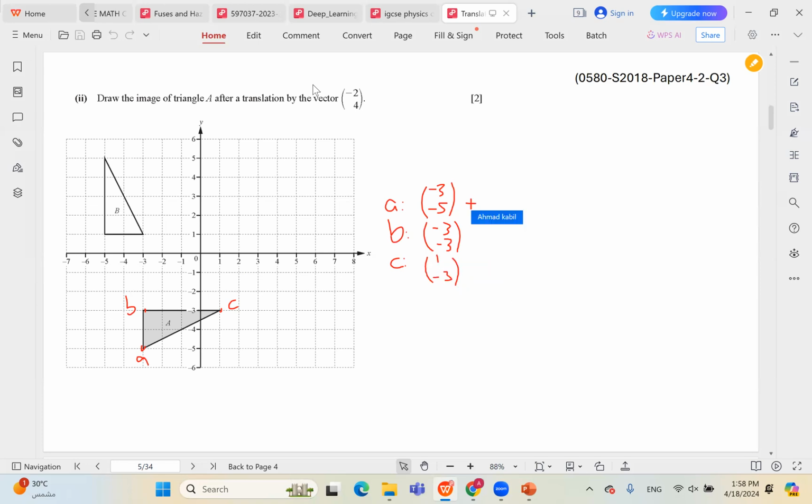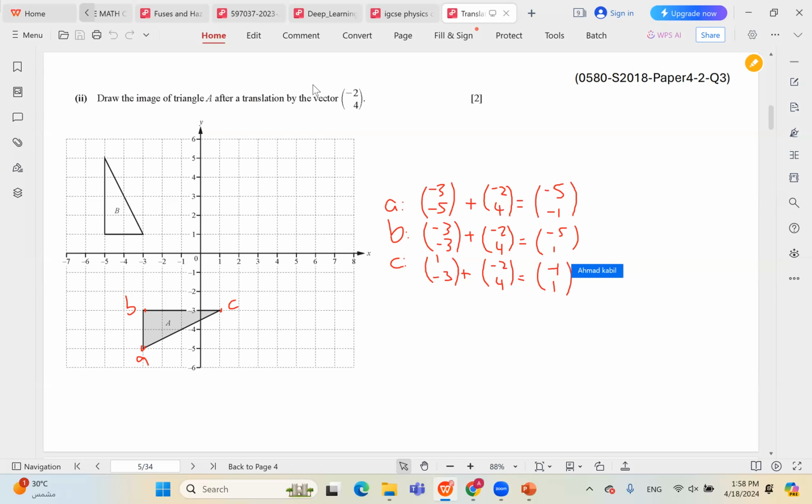I'm going to add to each of them the translation vector that they gave us, which is -2 and 4. I'm just going to write this down in each case here. And I'm going to add the vectors together. Of course, we add the top element with the top element and the bottom with the bottom. So this is -5 and -1. This here would be -5 and +1. And the third one would be -1 and +1.